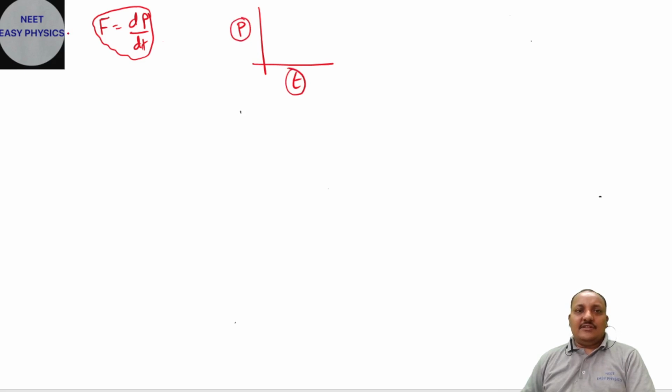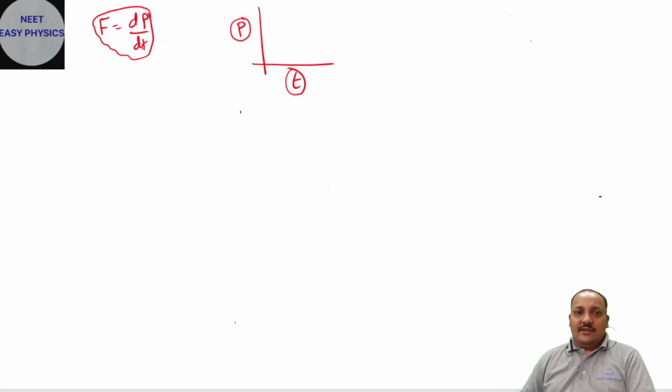So we were discussing force. According to Newton's second law, force F is equal to dp by dt, change in momentum by time. So they will give a graph between momentum and time, and they will ask what is the force.